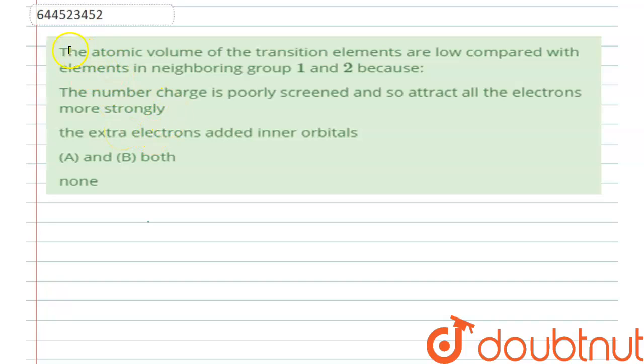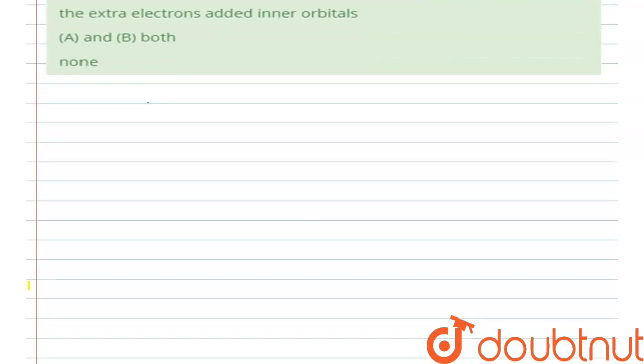Hello students, let us look at the question here. The question says that the atomic volume of the transition elements is low compared with elements in neighboring groups 1 and 2, and we have been given 4 options and need to choose the correct one. We have to find the reason why the atomic volume of d block elements, that is transition elements, is low if we compare them with groups 1 and 2, which means we have to compare them with s block elements.